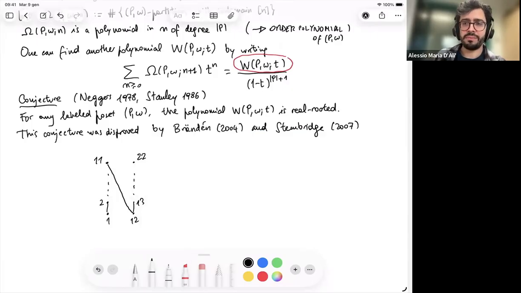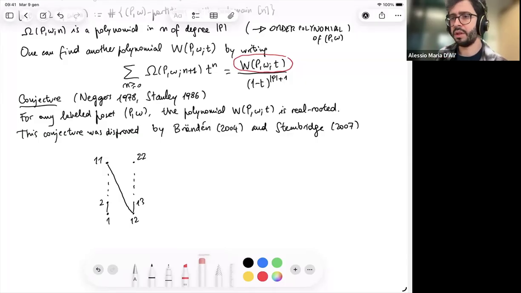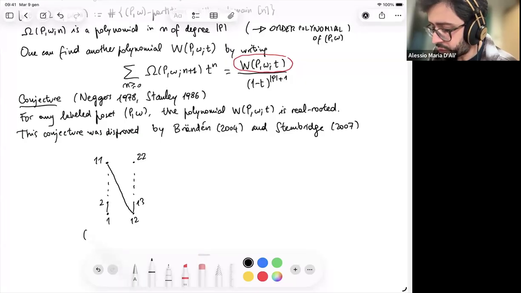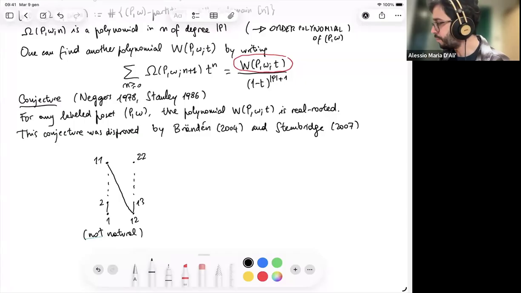However, you could say, well, I don't particularly like this example because there is clearly an edge where omega plays a role in the sense that there is this 12 that is lower than 11. So one would say that the labeling is not natural in the sense that it is not compatible with the partial order that I'm given. So if you're happy with this non-natural labeling, this is a counterexample.